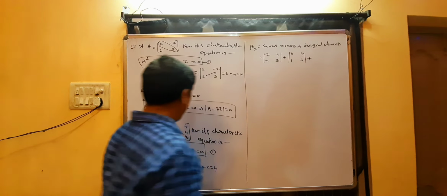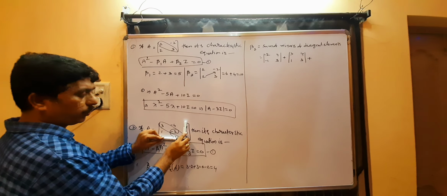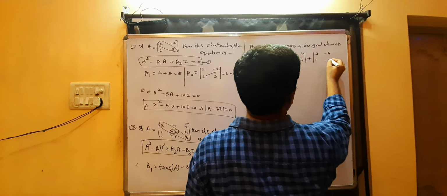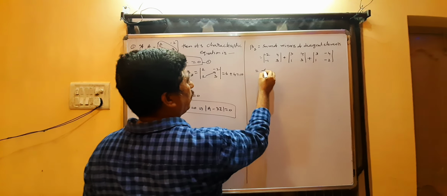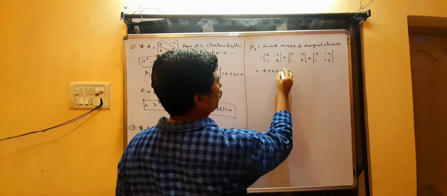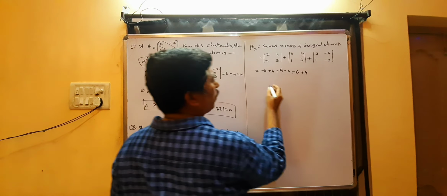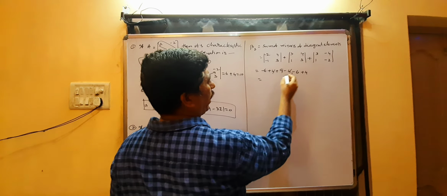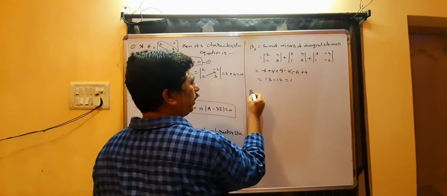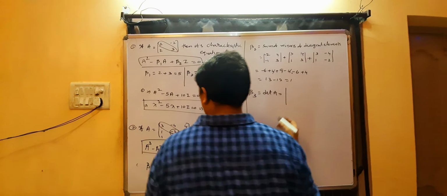Plus, next close the third row, third column. The remaining elements are 3 minus 4, 1 minus 2. Now you can find the determinant: minus 6 plus 4, plus 9 minus 4, minus 6 plus 4. So the final: 4 gets cancelled, 9, 13 minus 12, that is 1.